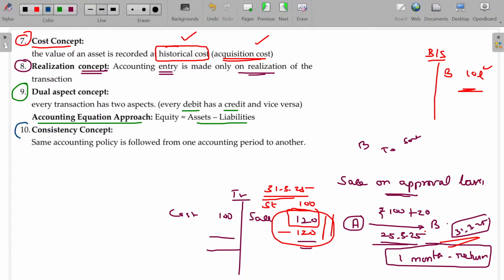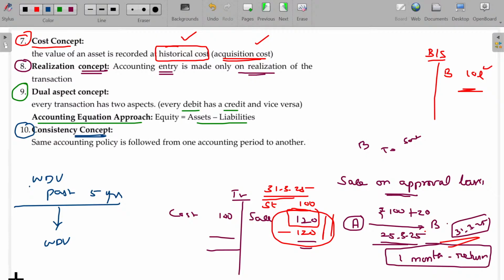And the consistency concept. If you follow the WDV method of accounting for the past 5 years, in the next year also you have to follow the WDV method only. You should not choose as you wish. Last year we followed the WDV method of depreciation, sir. This year I shift myself from WDV to SLM. Next year I will follow the other method, sir. Can I do as I wish?